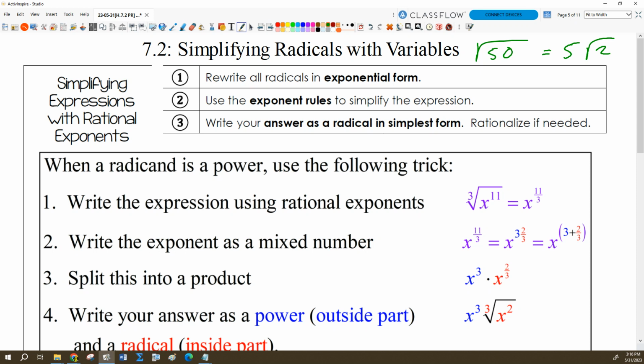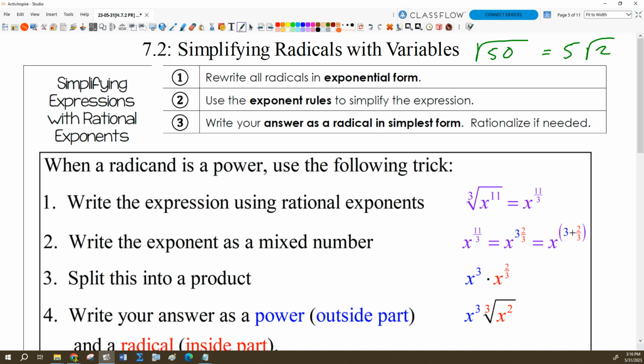5 root 2. Yeah. Okay. Right, 25 and 2. Okay, and what's our goal? When we're simplifying radicals, we want to get as much out of the radical as possible, right? Okay, well, that was easy with a 50. What do we do here? Is there some stuff we could get out of the radical? It turns out there is.